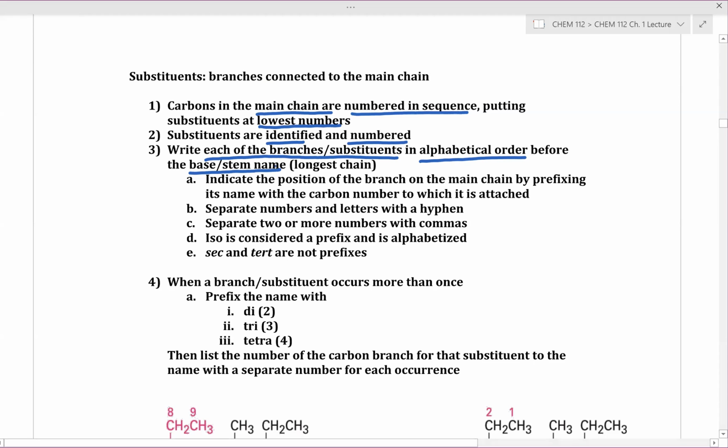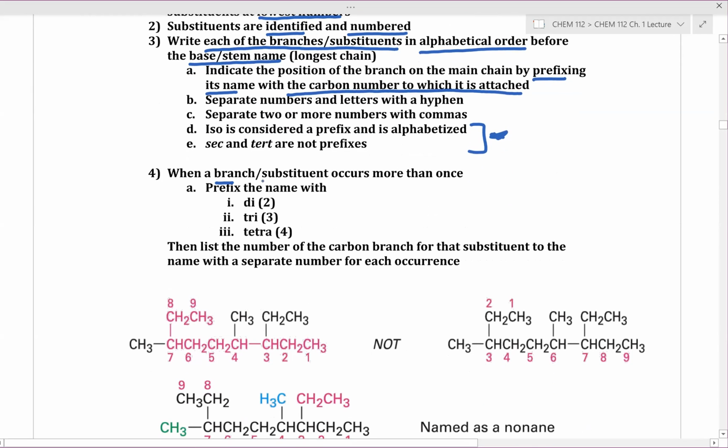So we're already pretty good at naming the longest chain, right? We did that a lot in the earlier examples, so we have that down. Now, the way that we indicate the position of each of our branches is by prefixing its name with the carbon number that the chain is attached to. That's why we numbered our carbons when we were figuring out the longest chain. So we can use those carbon numbers to indicate the position of our alkyl groups. Does that make sense? Okay. Now, we'll come back to these more nitpicky rules later on. The one thing that I do want you to know is that if a branch or substituent occurs more than once, we're going to prefix the name with di, tri, or tetra to indicate the number of that substituent.